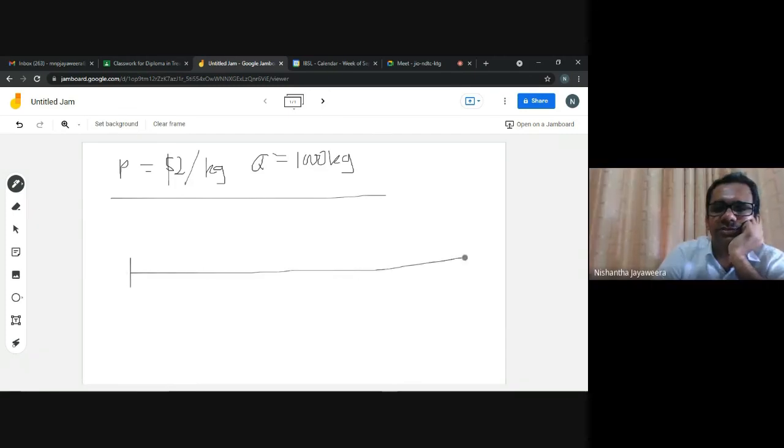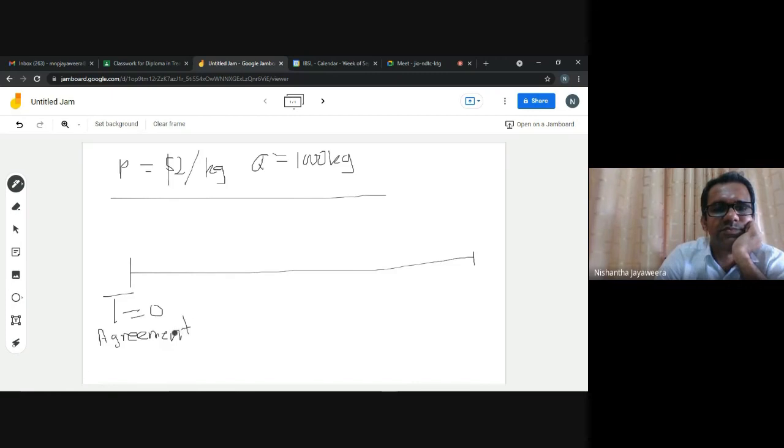If we put this into a timeline, time 0 on this date, this is the agreement between the buyer and seller of tea. That means the Sri Lankan exporter and the Russian importer. Then what would happen?